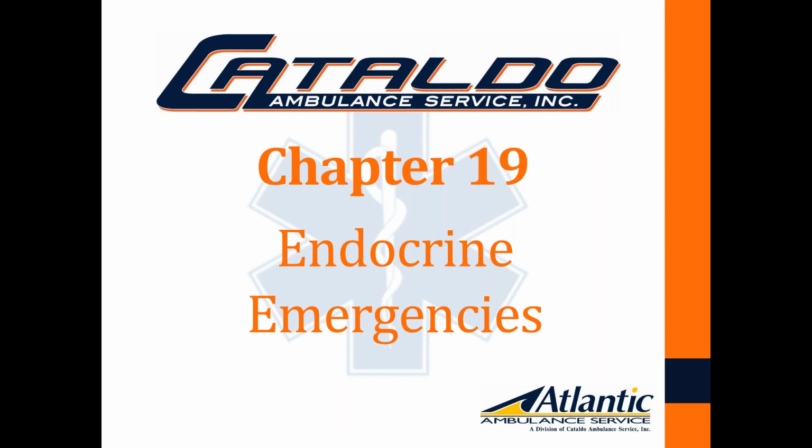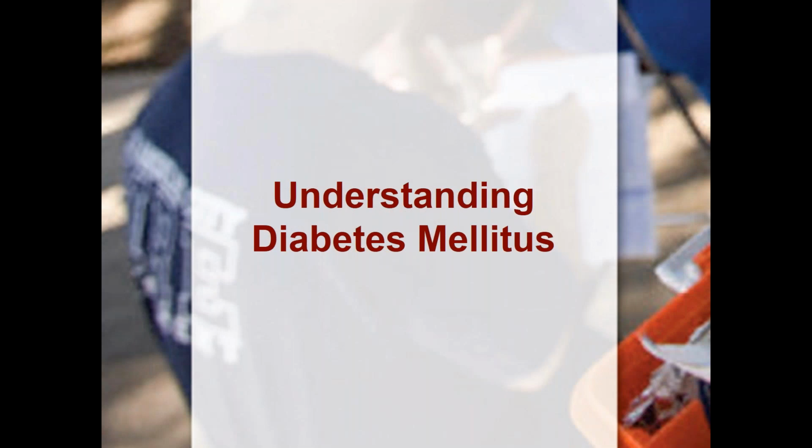All right, good deal. So let's move on to endocrine emergencies. One of the things that we're going to talk about, and realistically the only thing we're going to talk about with endocrine emergencies, is diabetes. The actual clinical name for diabetes is diabetes mellitus. This is a problem with your body being able to use the sugar that it takes in.